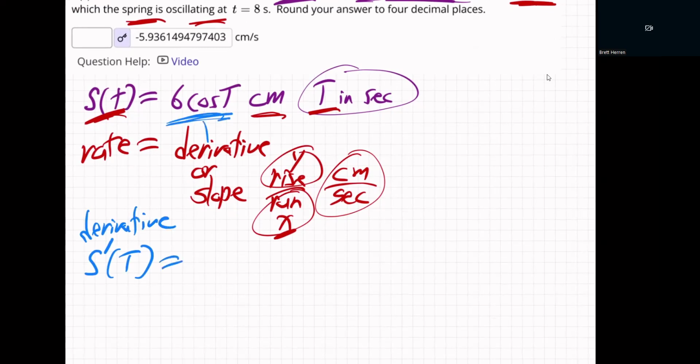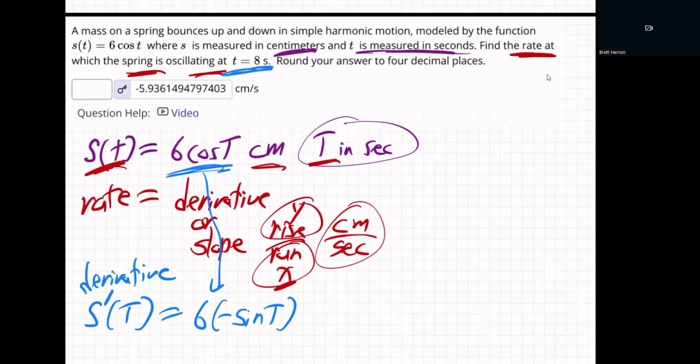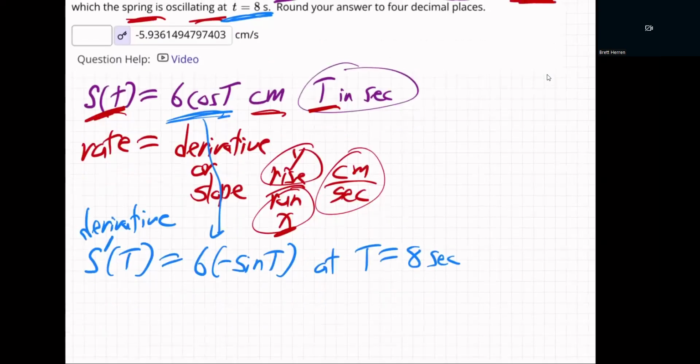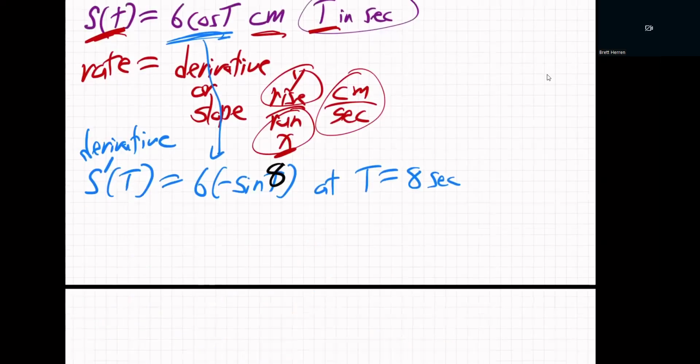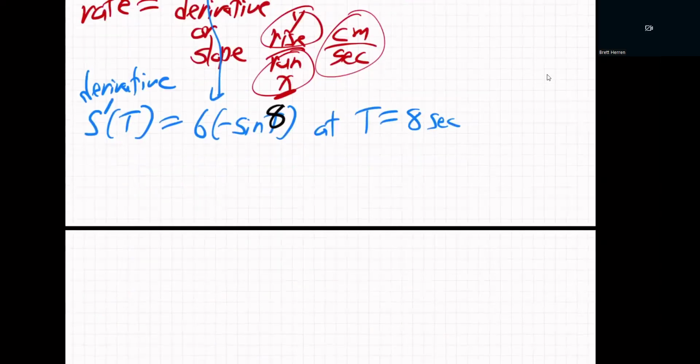I need the derivative to find the slope or the rate. So what's the derivative of 6 cosine? Derivative of cosine is negative sine. The 6 just sits in the front. And they said at t equals 8 seconds. So now I'm going to plug in an 8 right there. So let's do that. And so this will become 6 times negative sine of 8.